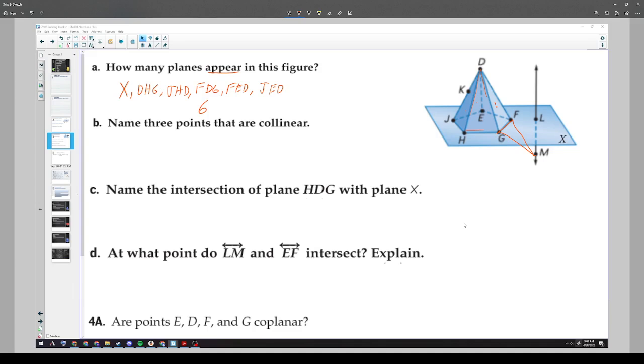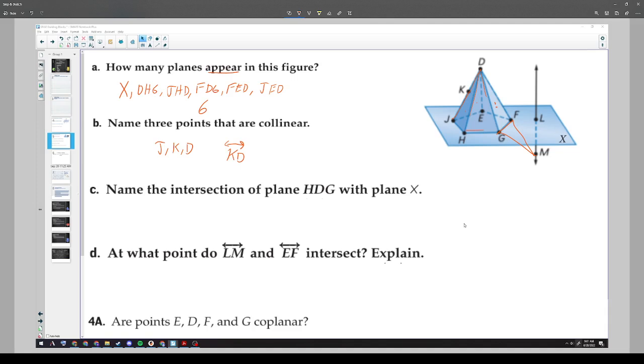It says name 3 points that are collinear. So we're going to look across our picture and try to find a line that has 3 points on it. Right here we have JKD, which has all of those on it. So J, K, and D all lie on that line. Remember, we could call that line KD or DK or JK or JD. Any of those names mean that same line.